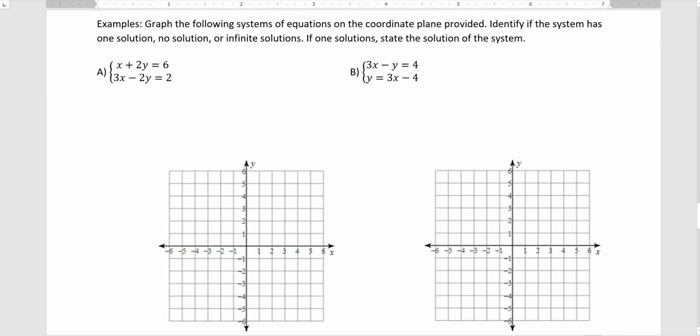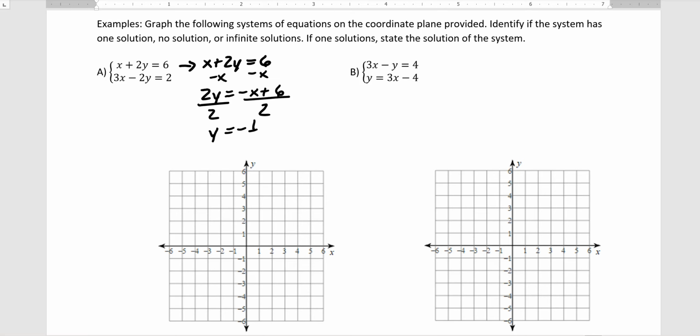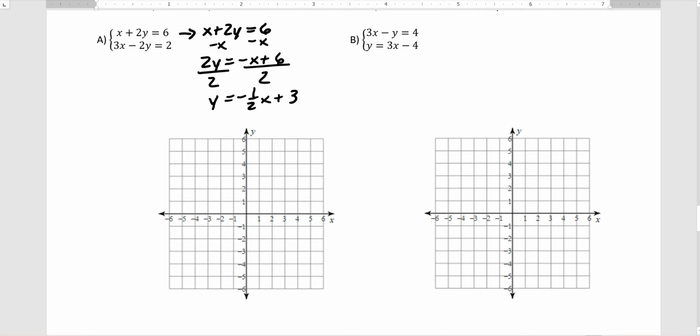Let's do some examples. Let's look at letter A here. x plus 2y equals 6. 3x minus 2y equals 2. Well, let's do this top one here. So x plus 2y equals 6. Let's get it in slope-intercept form. Subtract x, so I'd have 2y is -x plus 6. Divide by 2, divide by 2. And I'll have y equals -1/2 x plus 3. So -1/2 x plus 3, y-intercept of 3, slope of -1/2.